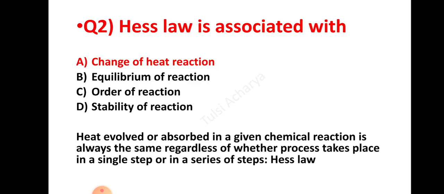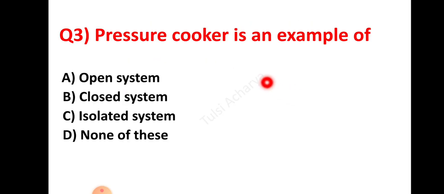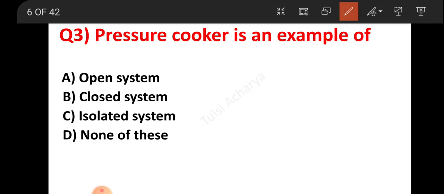Now let's move to question number 3. Pressure cooker is an example of: option A, open system; option B, closed system; option C, isolated system; option D, none of these. At first, let us understand what are these systems. Open system means exchange of both energy and matter. If exchange of both energy and matter takes place, that is called open system.